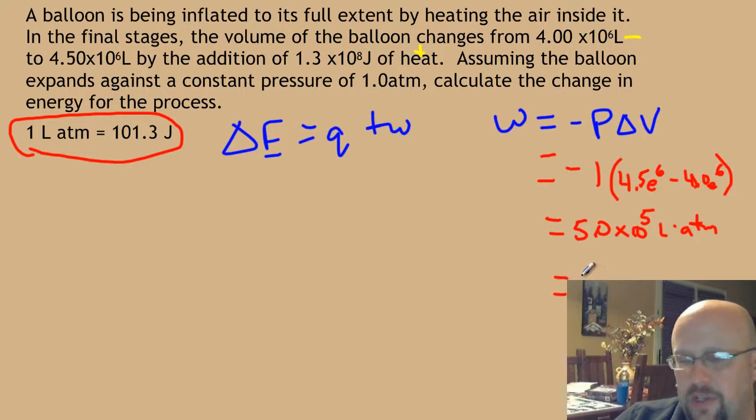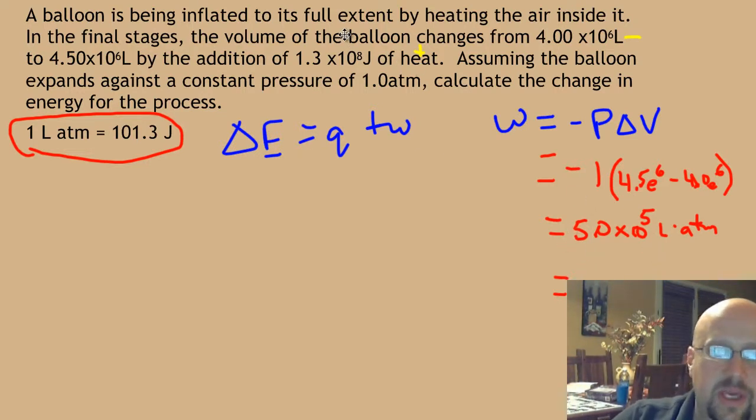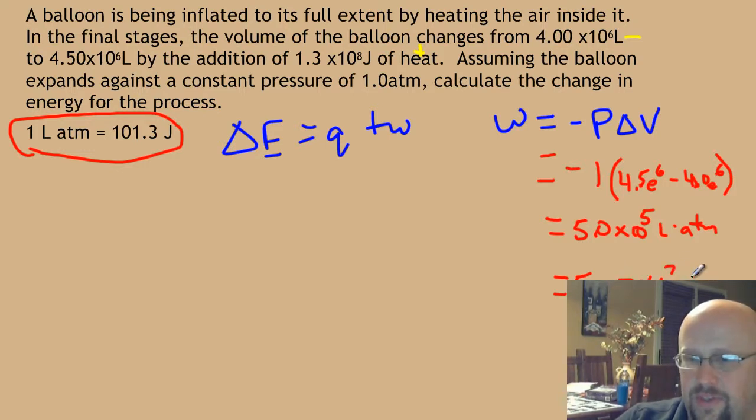But if I convert that to joules, I'm going to get 7.9. Whoops, that is not correct. If we're jumping ahead in the problem, I'm going to convert that to joules real quick, just by quick conversion. Essentially, I'm multiplying it by 101.3. And so that's going to give me a joules work value of 5.07 times 10 to the 7th joules.